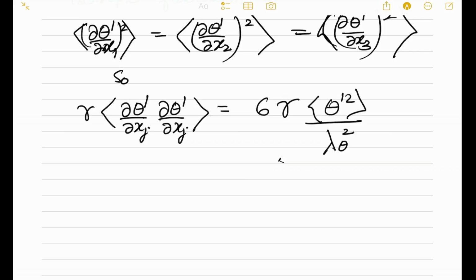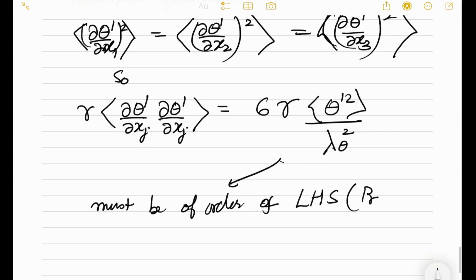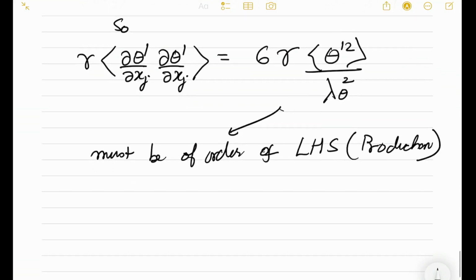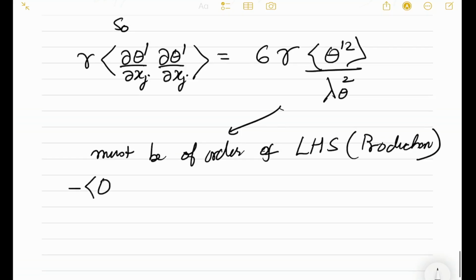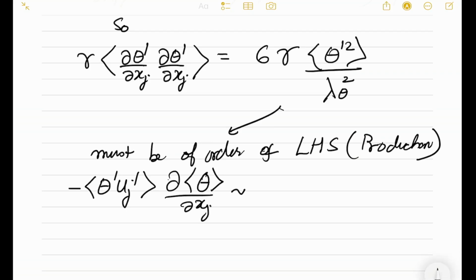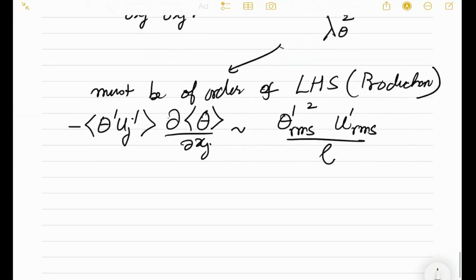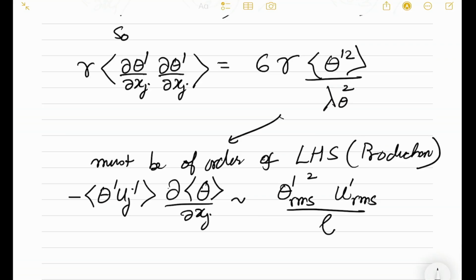So now this term must be of the order of the left hand side, which is the production term, and on the left hand side we have already worked out minus theta prime uj prime d theta by dxj. This is of order theta prime RMS square u prime RMS upon L. So now we equate these two.